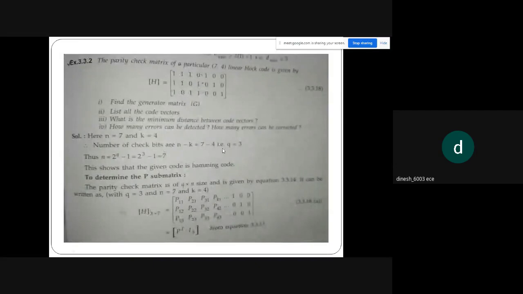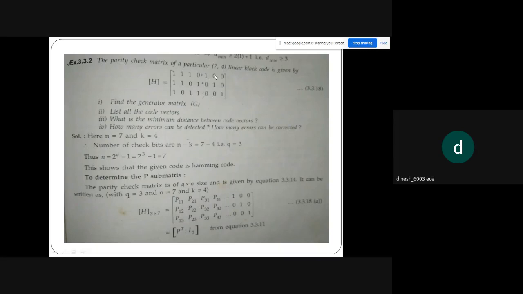In order to determine Q, what we require is N and K. From the given question, N is 7, K is 4. Then the number of check bits will always be Q equal to N minus K, so you get Q equal to 3. From this we can find the identity matrix, I_Q, so Q is 3, so I_3. So the last 3 columns are your identity matrix.